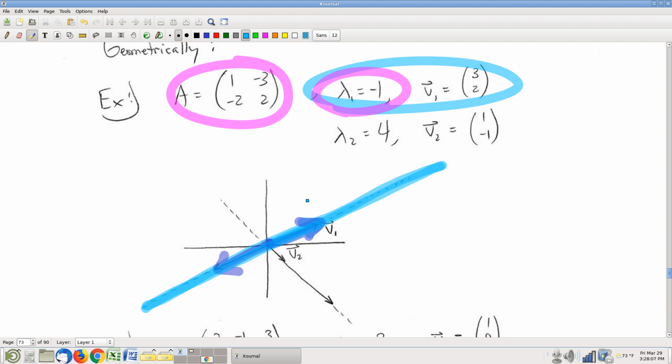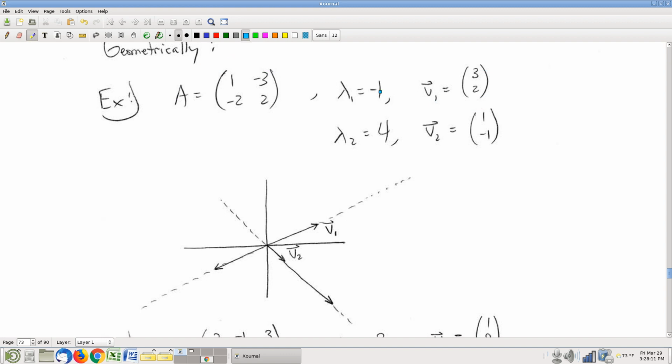So anyway, this is a nice point of view. You can think of eigenvectors and eigenvalues as giving you a nice geometric interpretation of the linear transformation that this matrix represents, in terms of what it preserves and how things get stretched on those sets. Okay.